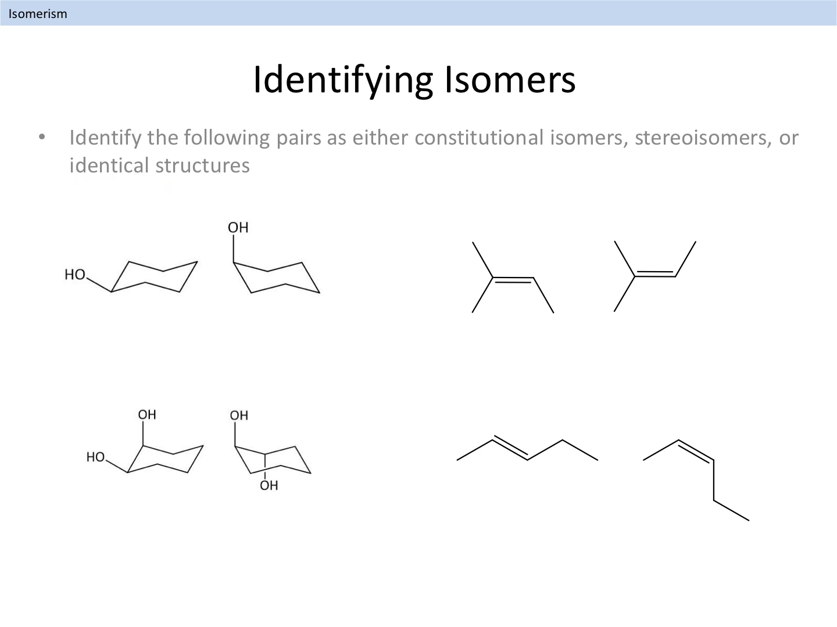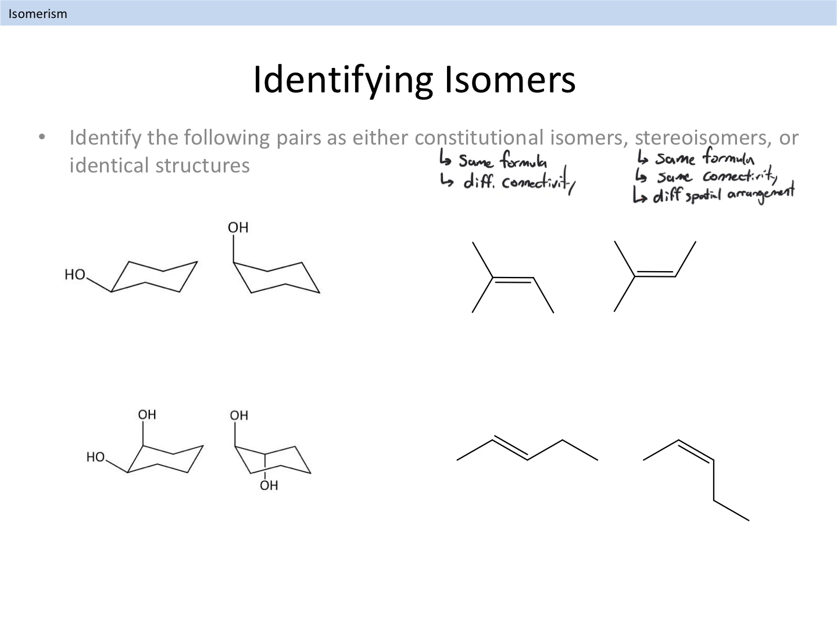As a brief reminder, recall the difference between constitutional and stereoisomers. Constitutional isomers have the same molecular formula, but differ in the connectivity of their atoms. Stereoisomers, on the other hand, have the same molecular formula and the same connectivity of their atoms, but differ in the spatial arrangement of these atoms.